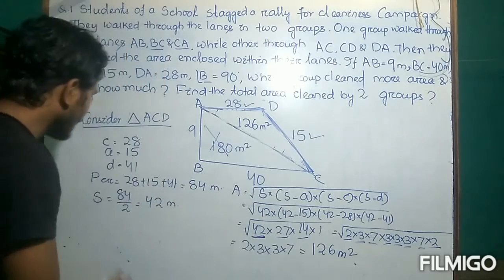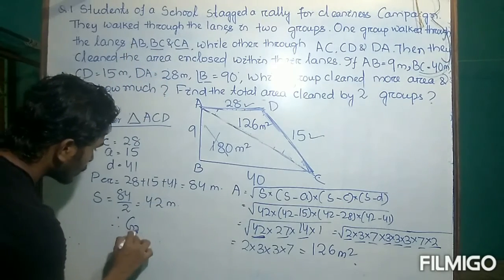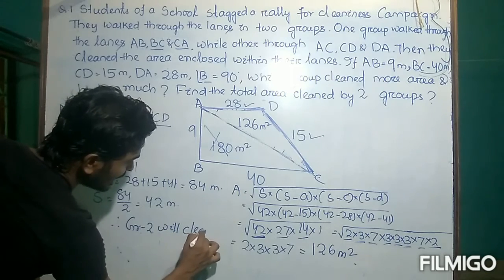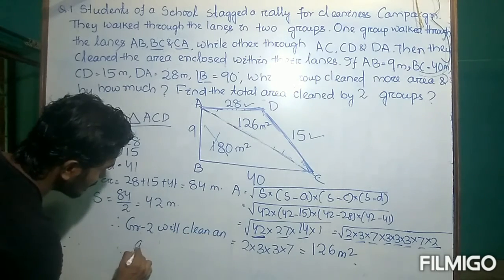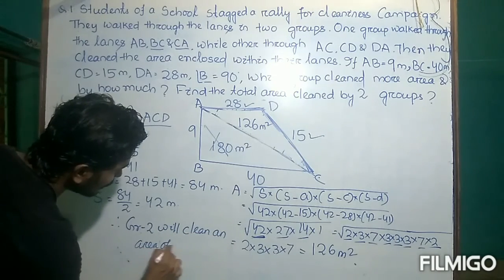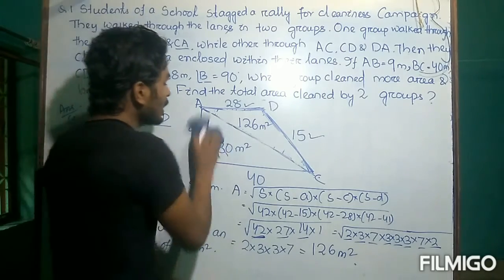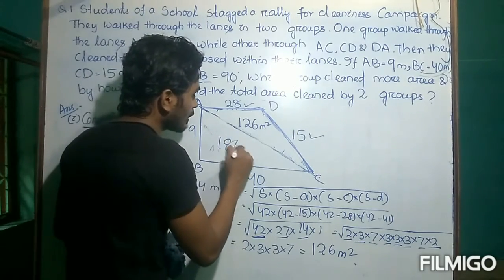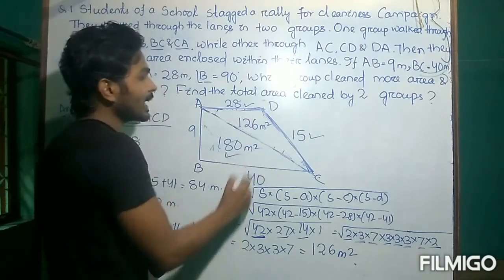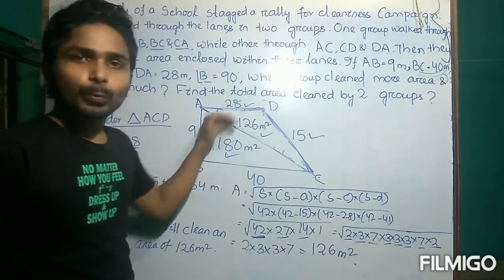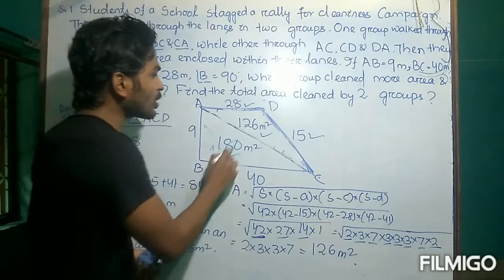It means group 2 will clean an area of 126 meters square. Now the areas of the two triangles are found out. This is 180 and this is 126. Now we can say which group will clean more area, group 1 or group 2.